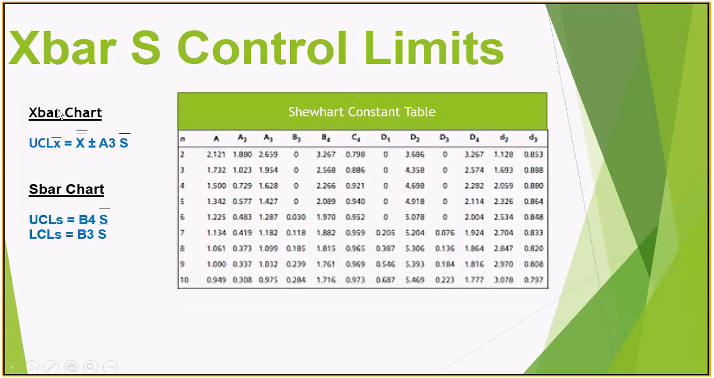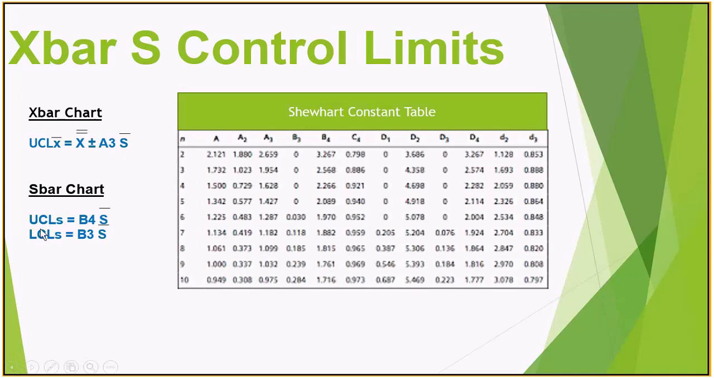Now for the X bar chart, in the case of X bar S control charts, when you draw the X bar chart, you use A3. In our case, the total number of data points or the subgroup size is 9, so for this case A3 is 1.032. So I will use X bar plus minus 1.032 multiplied by S bar. S bar is the average of your standard deviation.